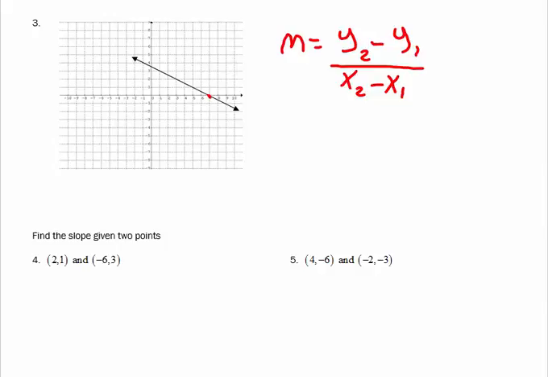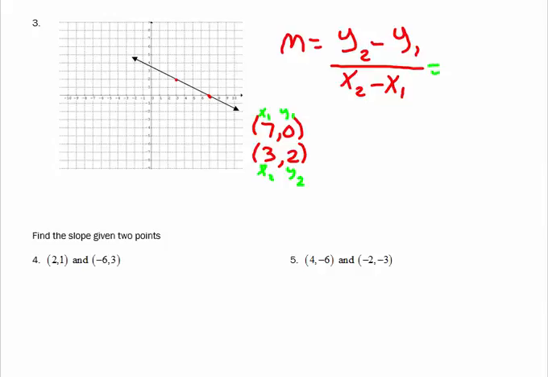We know that the x-intercept, one of the points would be (7, 0). We also know that another point on the graph would be (3, 2). So this is what I will use as my x1, y1, x2, y2. I'll use this as x1, y1, and this point will be x2, y2.